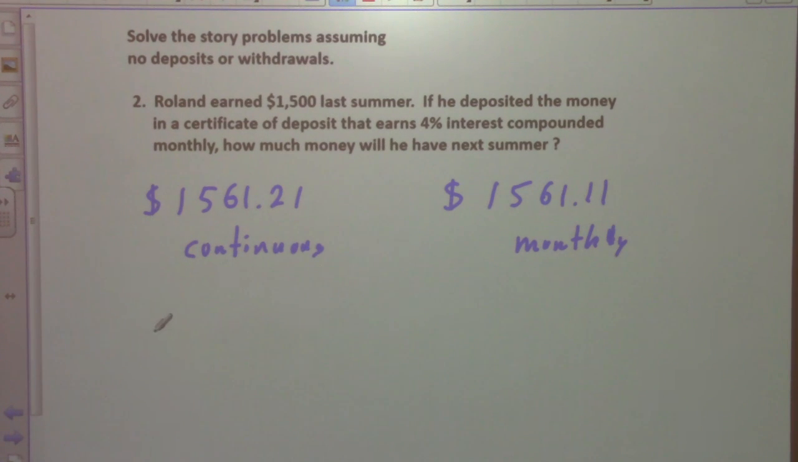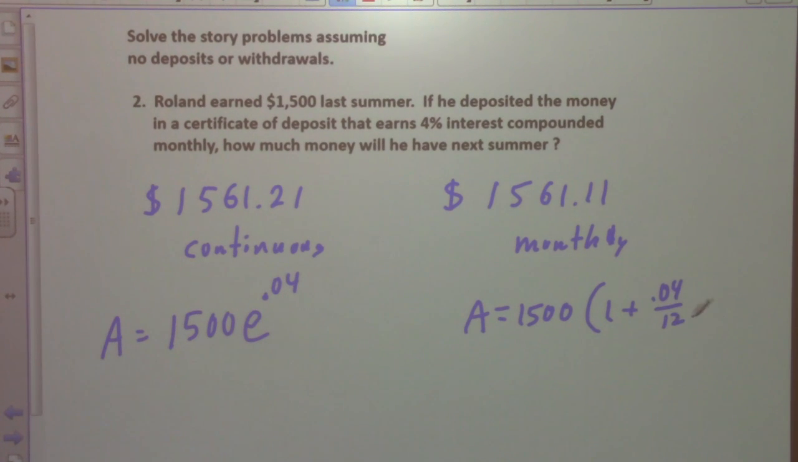And again, the formulas for that are going to be, for this one, A equals 1,500 times e to the .04 times t, which is 1, right? And this one here is going to be A is equal to 1,500 times 1 plus .04 over 12 to the 12t, which is that. So those are the equations you'd use, right?